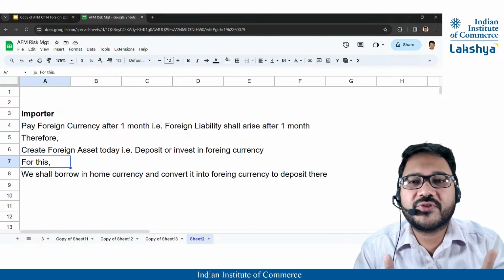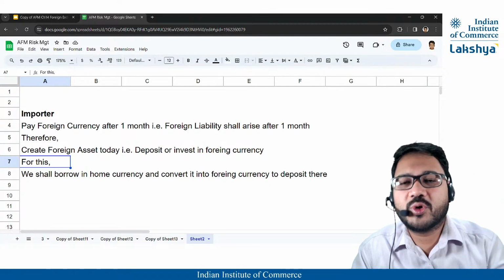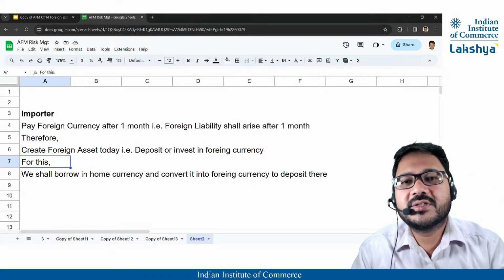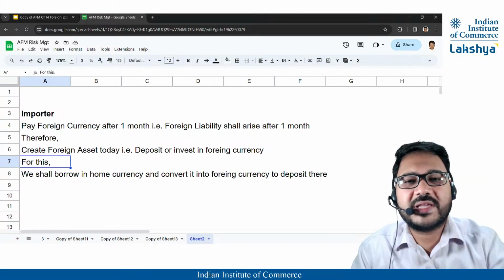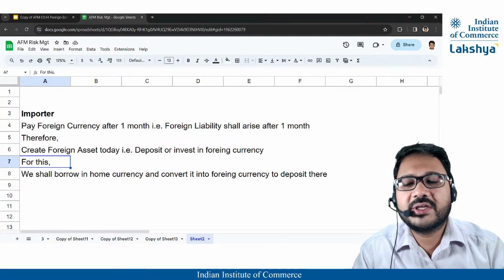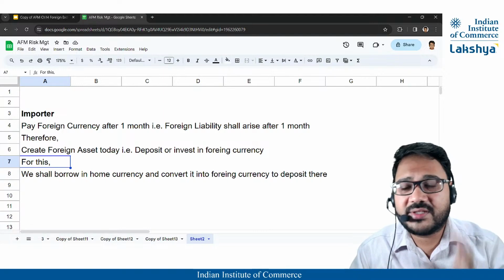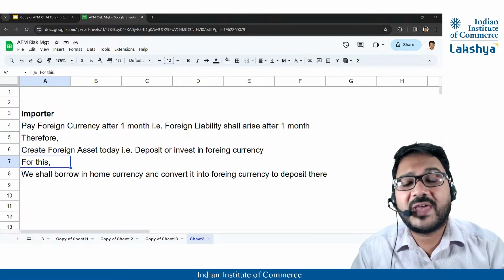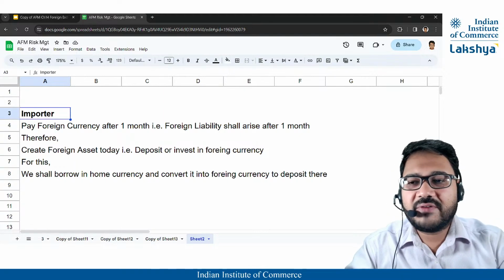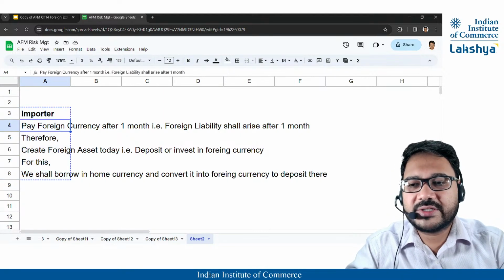So we need to arrange for it. How are we going to arrange for it? We will borrow from our home country, convert it, invest it. Once the investment matures, we satisfy that payment. Okay. So now everything is fixed, right? The interest rates are fixed. So there is no volatility, and therefore you have kind of hedged or kind of fixed a rate. Now everything reverses when you are an exporter.